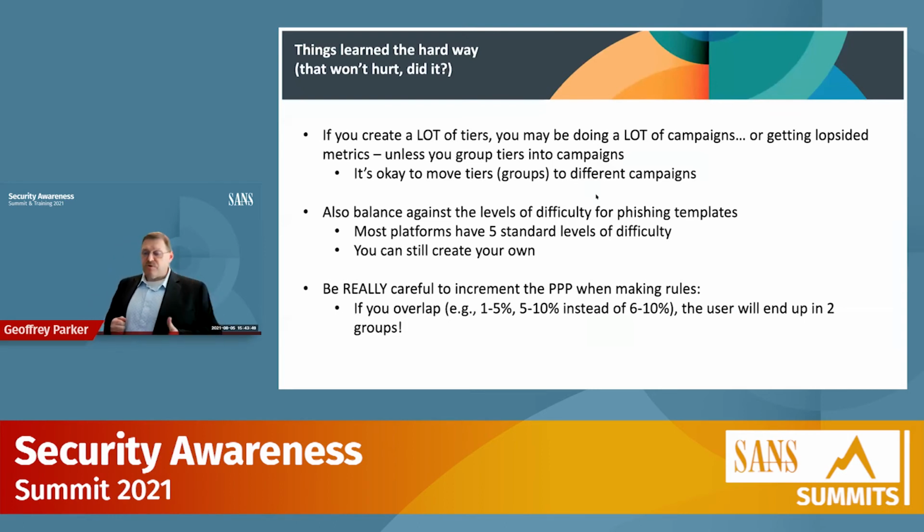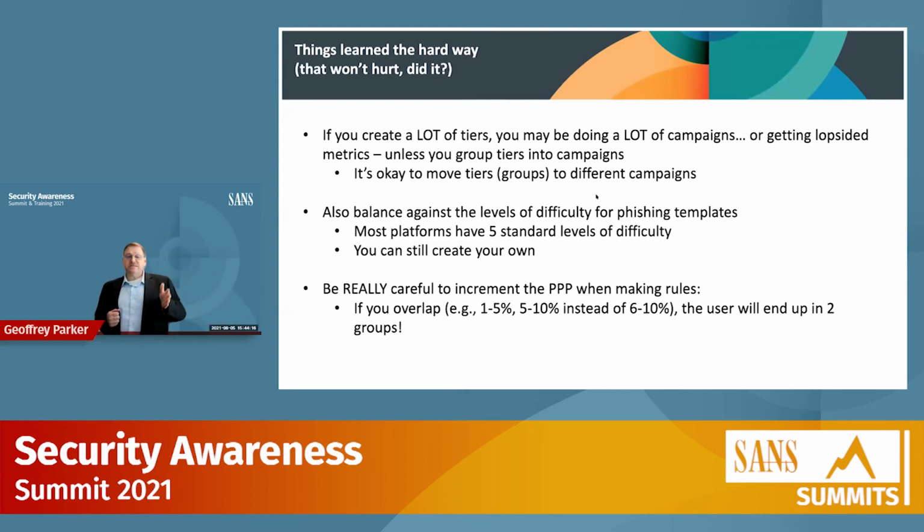One of them is if you create a lot of tiers, you could be doing a lot of campaigns, or you may get lopsided metrics unless you group tiers into campaigns. So like I said, if you've got 4 groups that you would consider intermediate, it's fine to do them all as one campaign as an intermediate grouping. It's also perfectly okay to move tiers or groups between different campaigns.